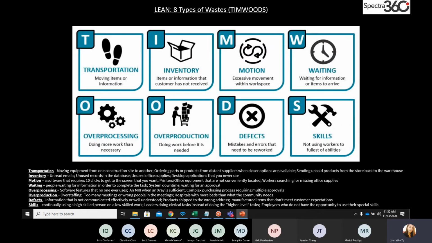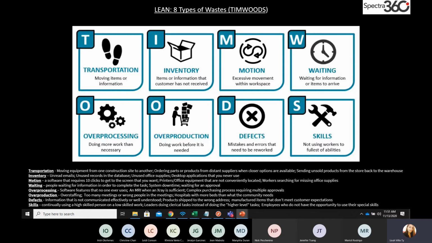I know that I shared with you a video with 8 types of waste, so I have done a self-study for this. There are 8 types of waste, and the acronym to remember is TIM WOODS: Transportation, Inventory, Motion, Waiting, Overprocessing, Overproduction, Defects, and Skills. So try to understand each of the wastes, and I might be asking you later on to apply it to our internal processes and what you can consider as waste, okay?